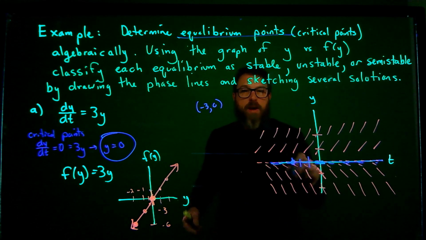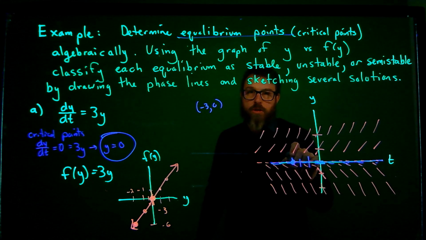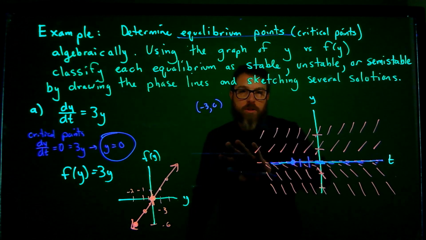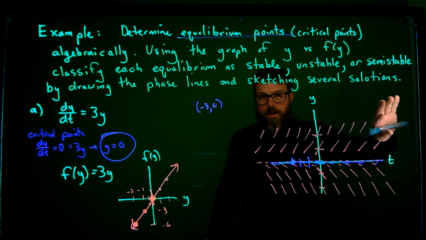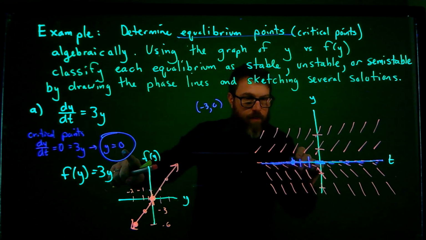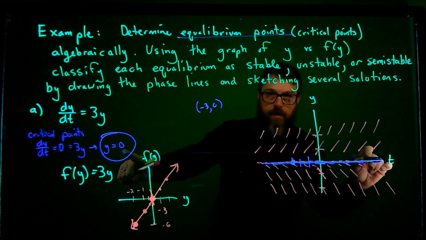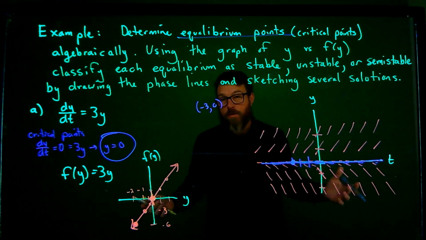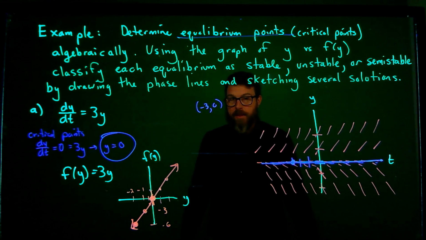And what would happen if I popped a point in here? What would the solution to this differential equation look like? Well, it's going to follow these tangentials. But on this line, since it's equilibrium, it's just going to follow that horizontal line. That's what we mean by equilibrium. It's not going to move. It's going to stay at that particular point.